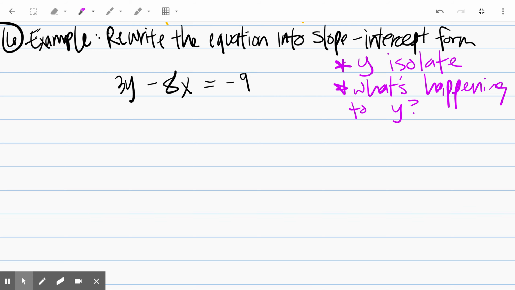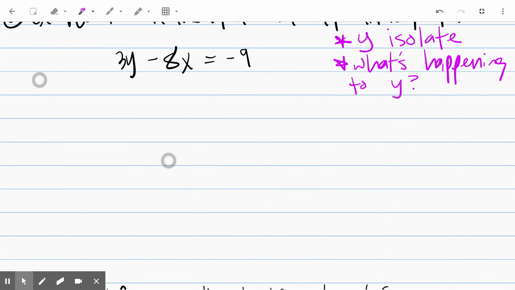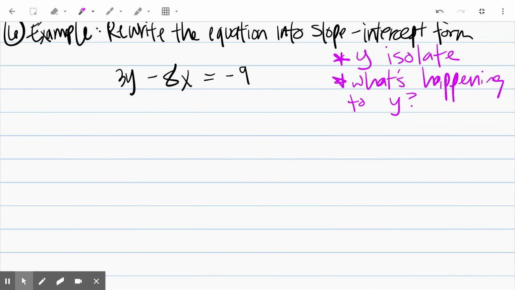So if we were to read this equation out loud, this is what I mean by reading it out loud, I would say 3 times y, so there we've got multiplication, 3 times y minus 8 times x, so here we have another multiplication going on, equals -9. So, invisible math: this 3 is positive, and this 8 right here would be negative. Just want to point those crucial things out.